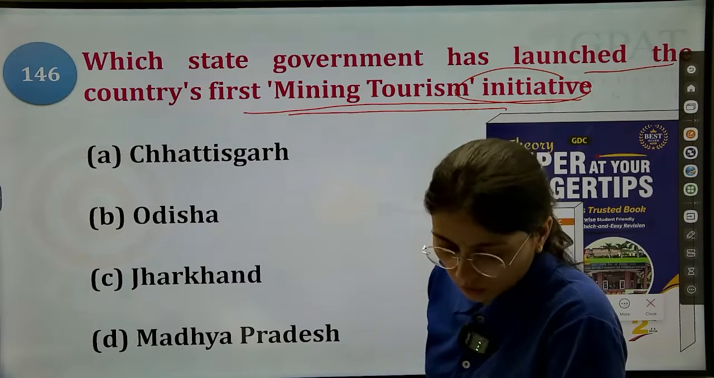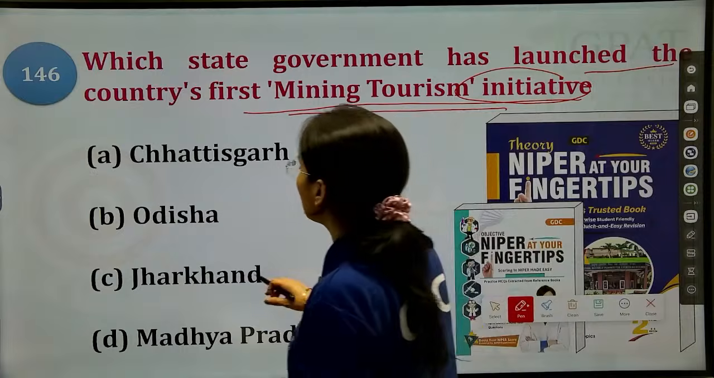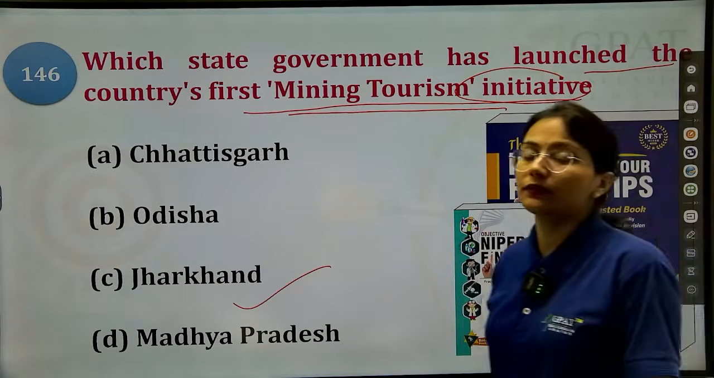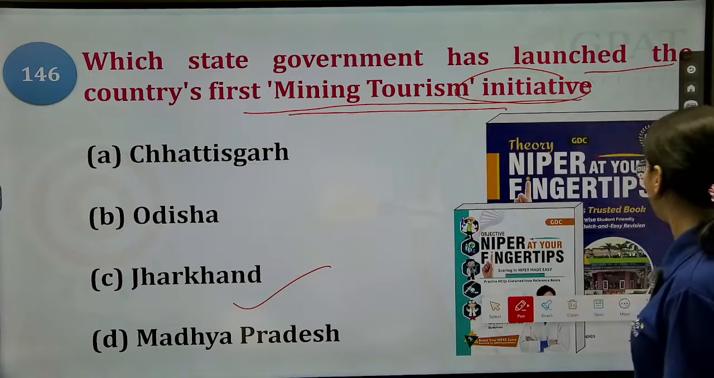Odisha. No. The answer is Jharkhand. That is option number C. So Jharkhand government has launched the country's first mining tourism initiative.